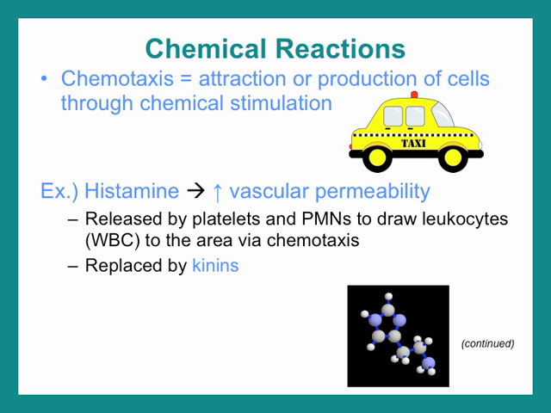An example of this would be histamine, and histamine causes an increase in vascular permeability. So when we have a disruption of the platelets, histamine is released, and also the presence of polymorphonuclear neutrophils to draw the leukocytes, which are red blood cells, to the area, and that takes place via chemotaxis. This is then replaced by the kinins. So that's an example of what might happen in chemotaxis reactions.